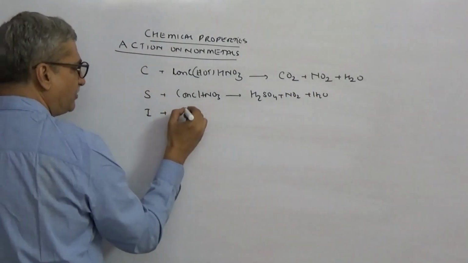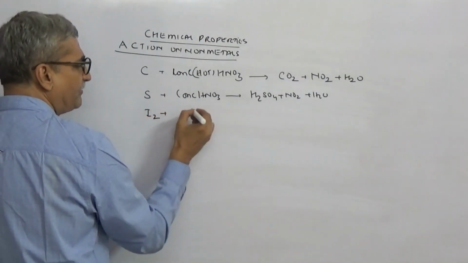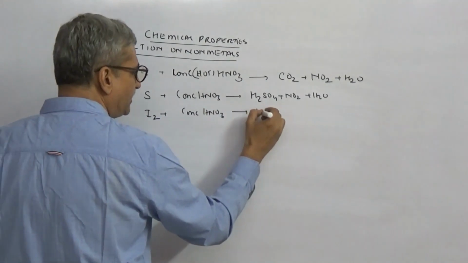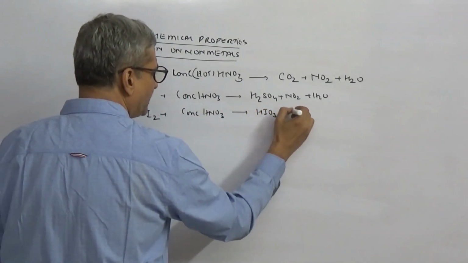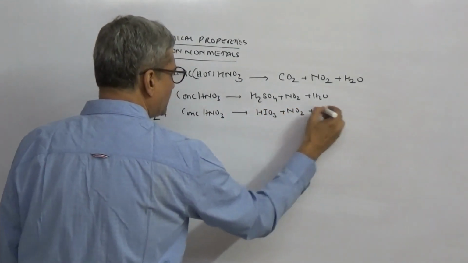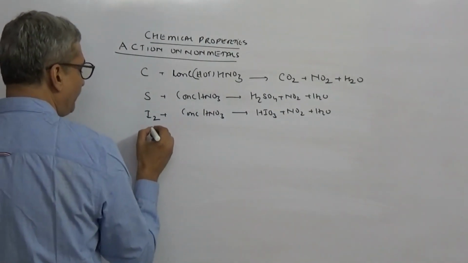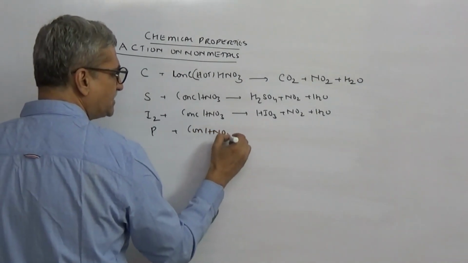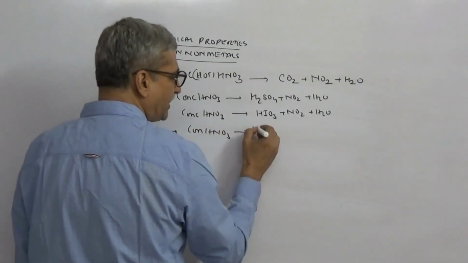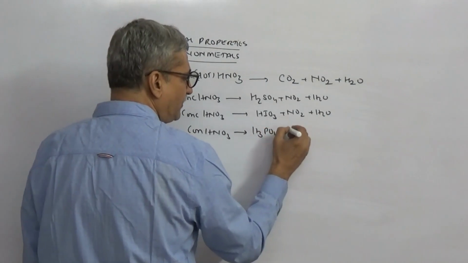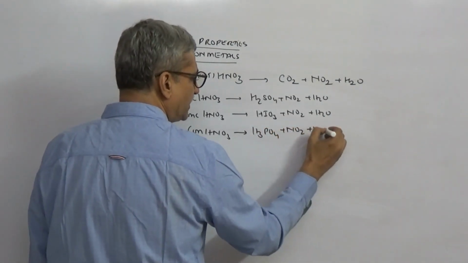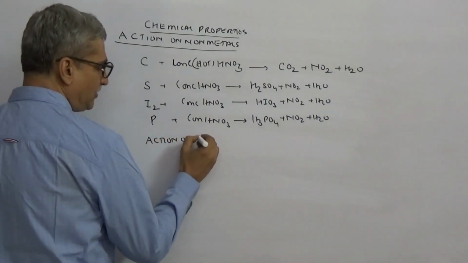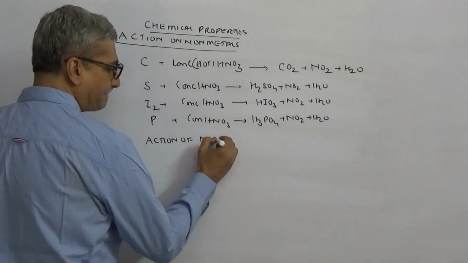It oxidizes iodine. Iodine is I2. Concentrated nitric acid oxidizes iodine to HIO3, iodic acid, plus NO2 plus H2O. Then we have phosphorus. Concentrated nitric acid oxidizes phosphorus to phosphoric acid, H3PO4, plus NO2 plus H2O. This is on action on noble metals.